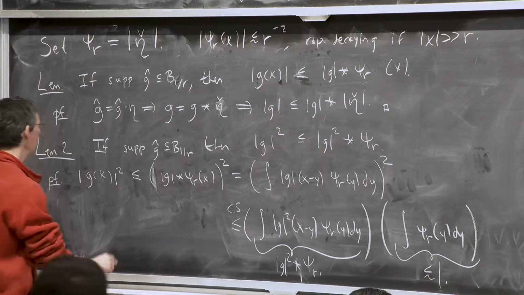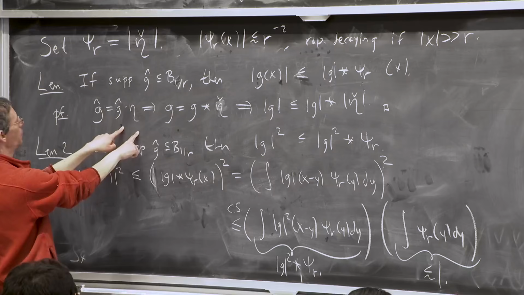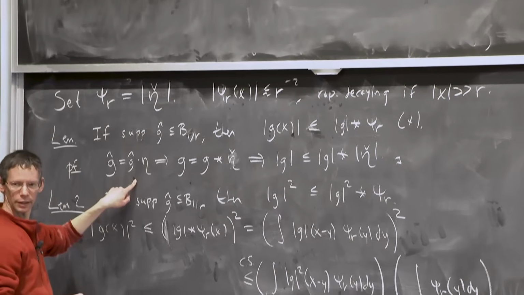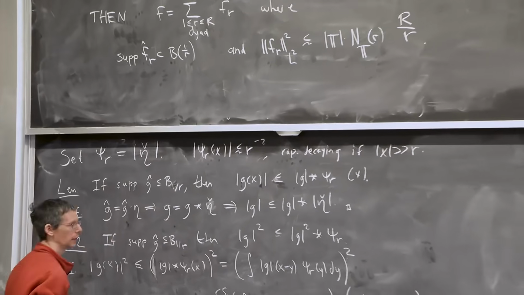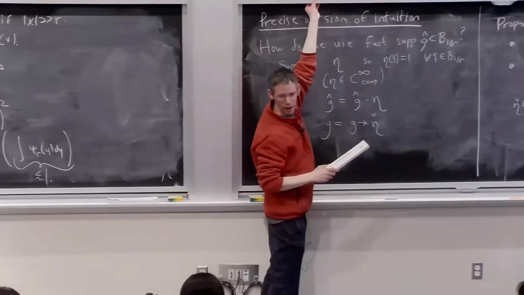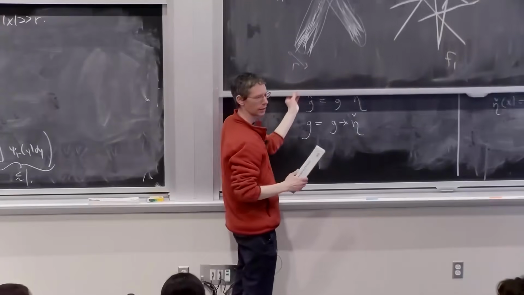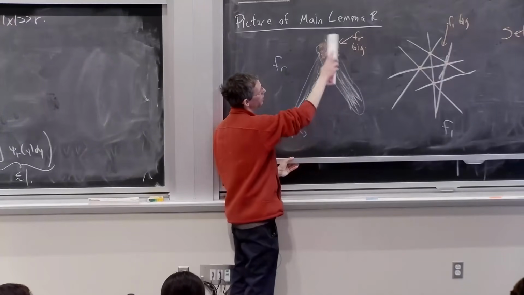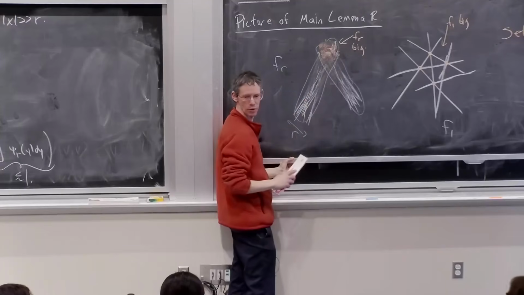OK, so this is the way we will rigorously make use of the fact that FR has frequency in there. And it corresponds visually to this picture that I think I'll erase now. That FR looks sort of like this. And the places where it's big consist of some blobs of balls of radius r.